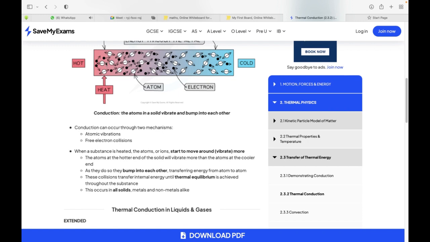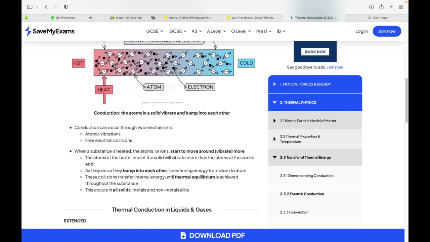Why? Because they've gained more kinetic energy. They have a higher temperature at this point, so they vibrate faster because they got super hot. They got a lot of thermal energy, so they will vibrate more than the ones here. These ones are in the cold region. They vibrate just a little bit. But the ones on the hot part vibrate more because they get more kinetic energy.